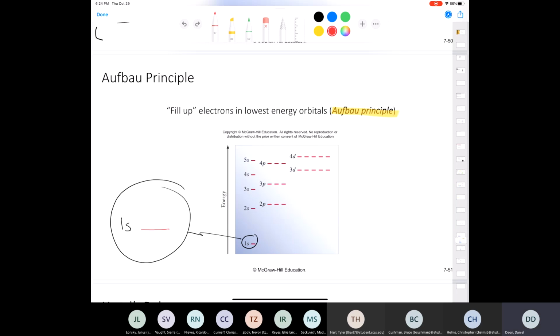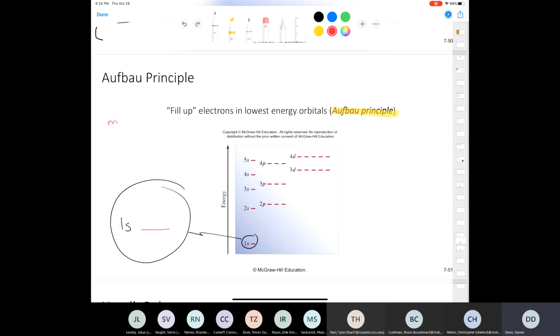Maximum. 2. Exactly. Whoever answered 2 and 2 and 2, you're all 100% right. Every orbital can hold a maximum of 2 electrons. So that means that in the 1s orbital, I can put 2 electrons. Let me show you how I write those electrons.